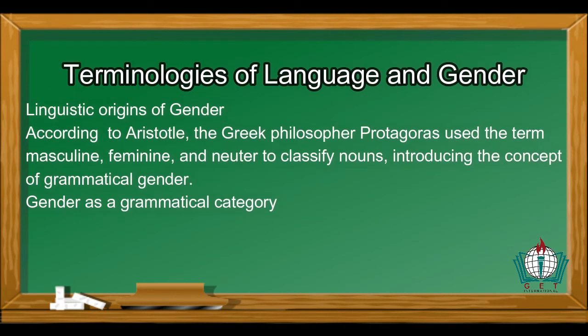Terminologies of language and gender. Linguistic origins of gender. According to Aristotle, the Greek philosopher Protagoras used the terms masculine, feminine, and neuter to classify nouns, introducing the concept of grammatical gender as a grammatical category.